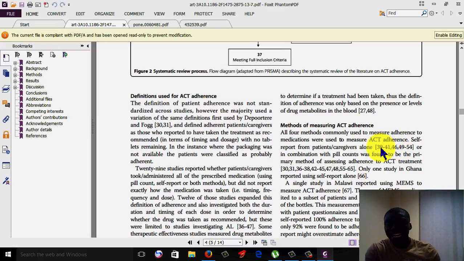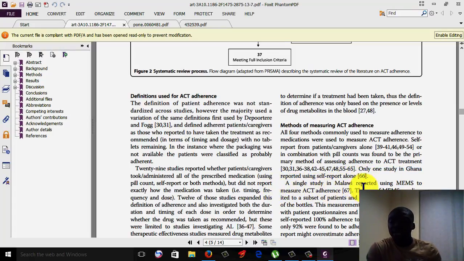So let's look at the 4 methods and then see. So there is self-report from patient or caregiver alone. And you realize there are a lot of references on that. So you can even go and chase these references. Then, or in combination with what? Pill counts. So that is the next one. That one too, you can see a lot of references on that. Right. So only one study in Ghana reported using self-report alone. So you can go and look for this particular study.